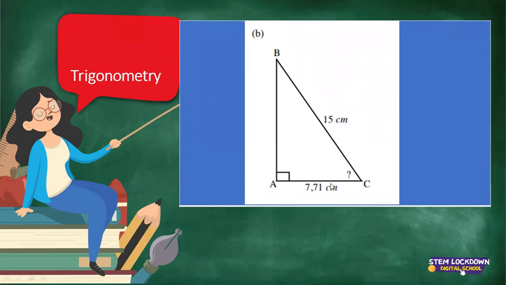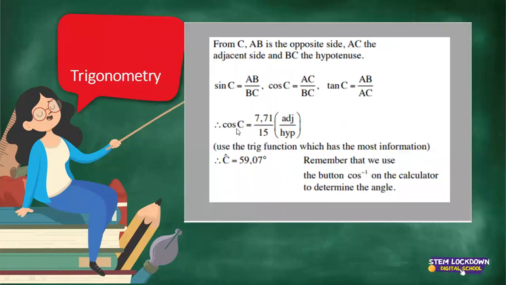Then we divide them with our calculator, and find the inverse cos of our answer to give us our angle C. So with trigonometric ratios, we can find our angle C using cosine: cos theta equals adjacent over hypotenuse. Divide 7.71 by 15, then find the cos inverse of it, and you get your answer. So basically cos C equals 7.71 over 15, and we try to find C.